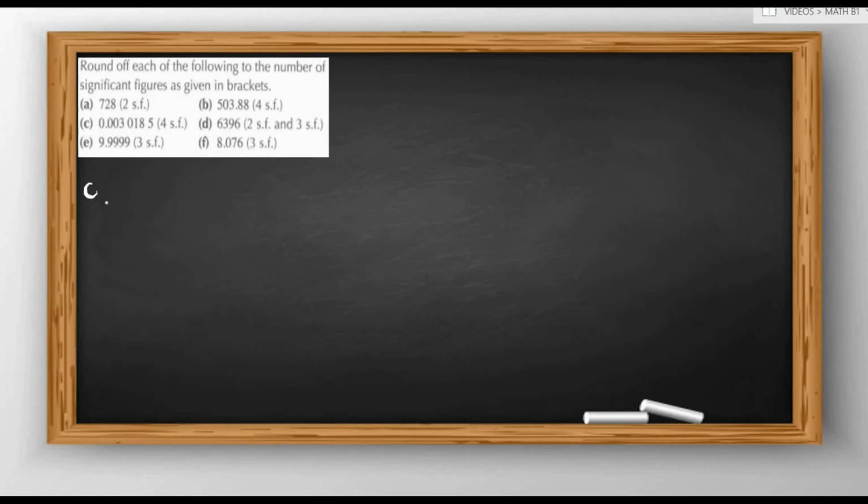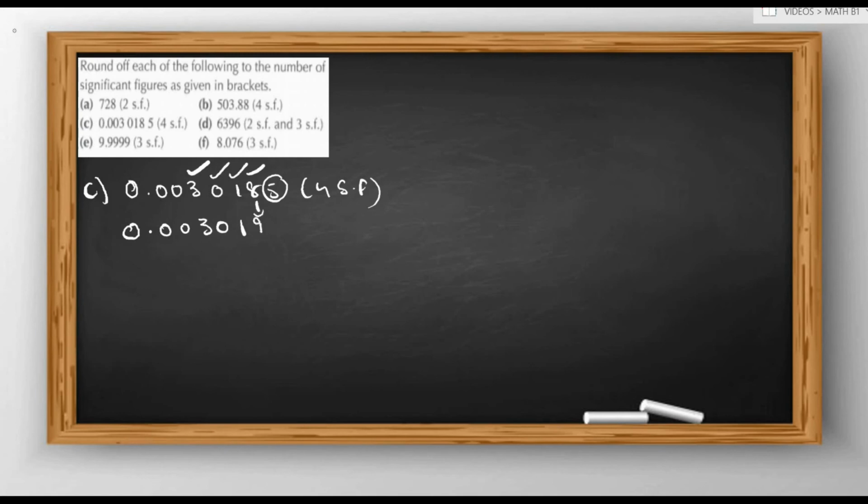Let's move on to part C. In part C, the question is 0.0030185 to 4 significant figures. Now, the first significant figure starts from 3. So 1, 2, 3, 4. So we have to round it off to the fourth significant figure. So write this as 0.00301. And as you can see, the number after 8 is 5. 8 would become 9. And this will be your answer.